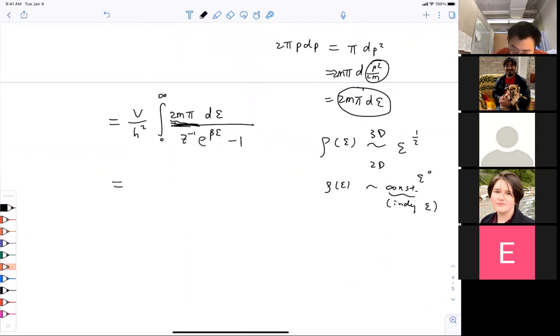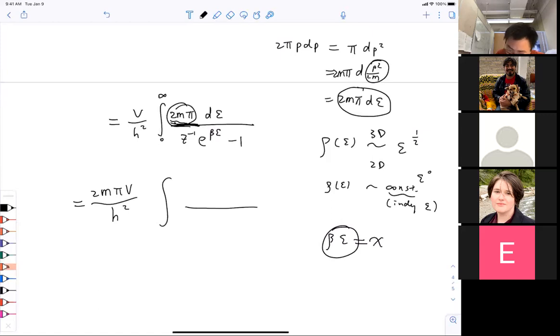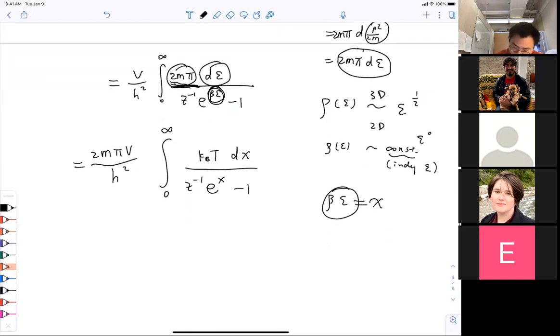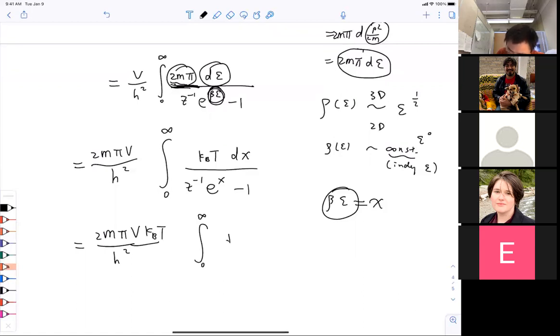So, okay, let me factor out this 2m pi V, and also change the variables, epsilon beta equal to x, to make it dimensionless. Then d epsilon becomes kBT dx, and this guy becomes x. So I'm doing it step by step to show all the details, from kBT integration dx.